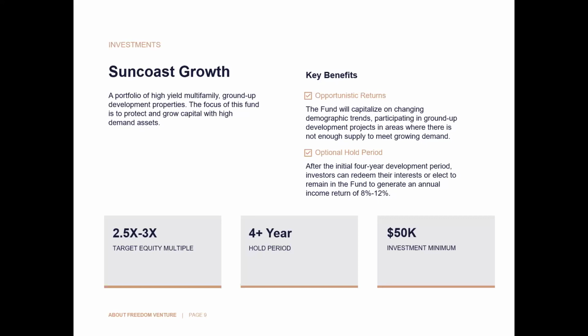And then the Suncoast Growth Fund is the opposite of that. It is targeted on growth with some income potential. This is a 2.5 to 3x target equity multiple. It's a minimum of 4-year hold and a $50,000 investment minimum. This is a very focused fund on development projects. Again, we're trying to capture the forced appreciation through the development process, and we're trying to grow capital in this fund.